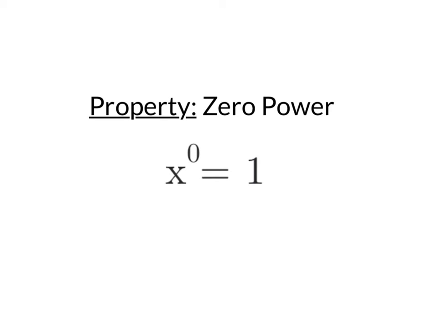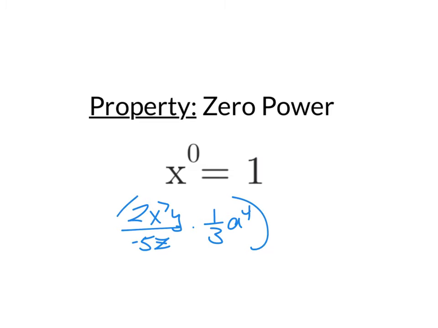So if we have some crazy expression, 2x to the 7th y over negative 5z times 1/3 a to the 4th, and this is all taken to the 0 power, it doesn't matter. Anything taken to the 0 power is equal to 1.